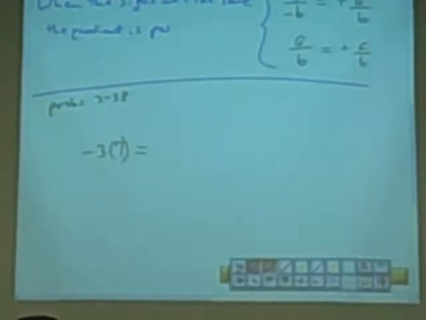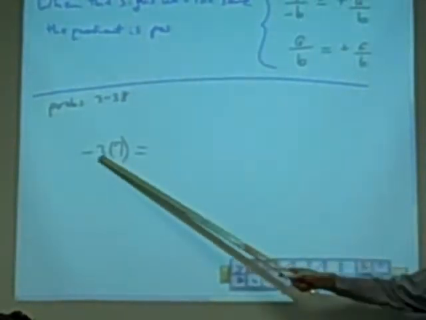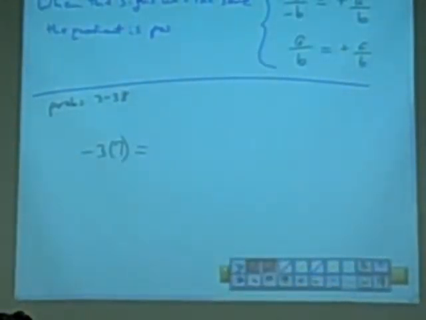Okay, so we've got a negative number times a positive number, right? Got a negative number times a positive number. So therefore, we know that 3 times 7, that's 21, but it's going to be a negative 21, right?